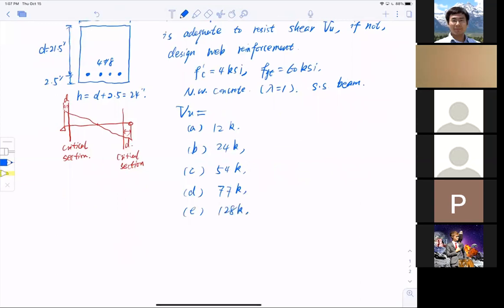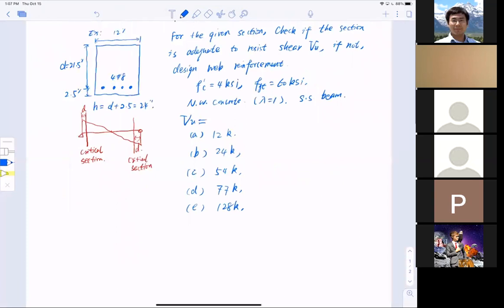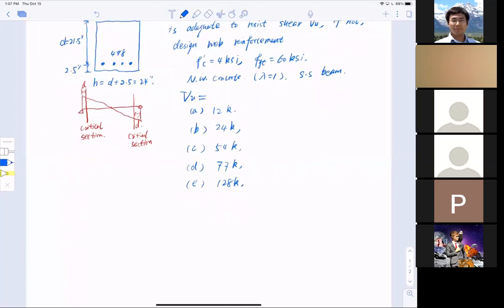Right? So essentially, we're trying to check if our section is adequate, which means the concrete contribution is adequate to resist this applied VU or not. And if it is not, what kind of reinforcement we need to provide to achieve that, right? So solution of this problem, right? So start from A, okay?